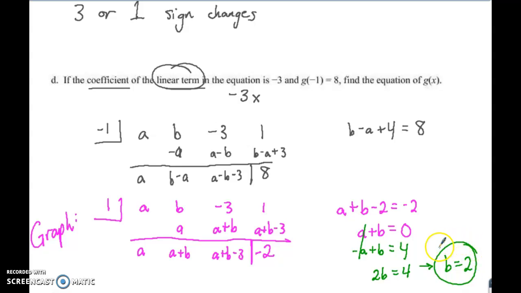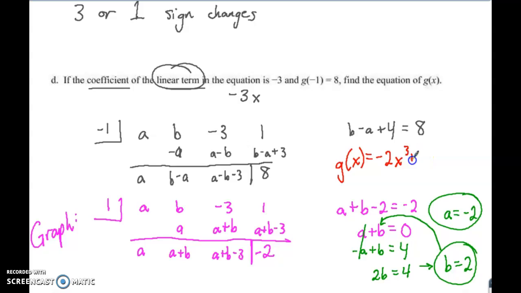And now I can use that and go back to this equation. So a must equal negative 2. It's the only way to add a plus 2 will equal 0 if a equals negative 2, which confirms, remember earlier we said a was a negative number, that we have the equation negative 2x cubed plus 2x squared minus 3x plus 1. That is the equation for g of x.